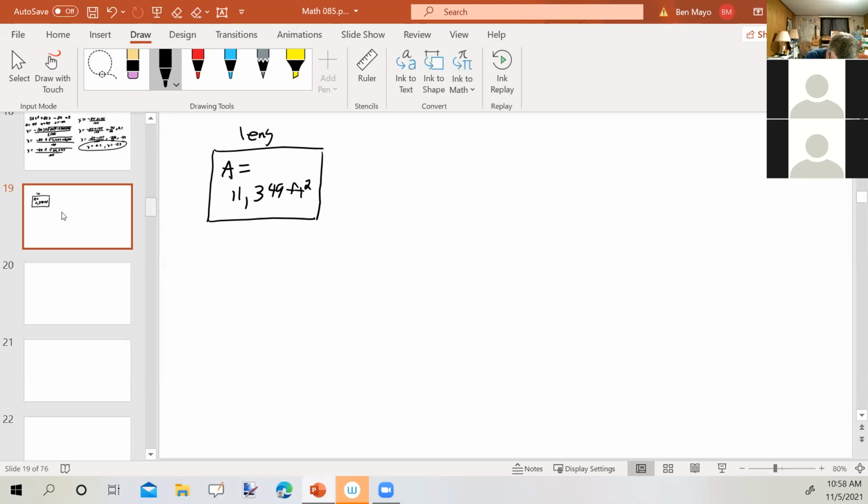Well, we'll call this the length and this the width. It's 20 feet longer than it is wide. So if the width is x, the length would be x plus 20. The length is being compared to the width, so it is 20 feet more than x, x plus 20. Now the area of a rectangle is the length times the width. So we've got 11,349 equals x plus 20 times x.